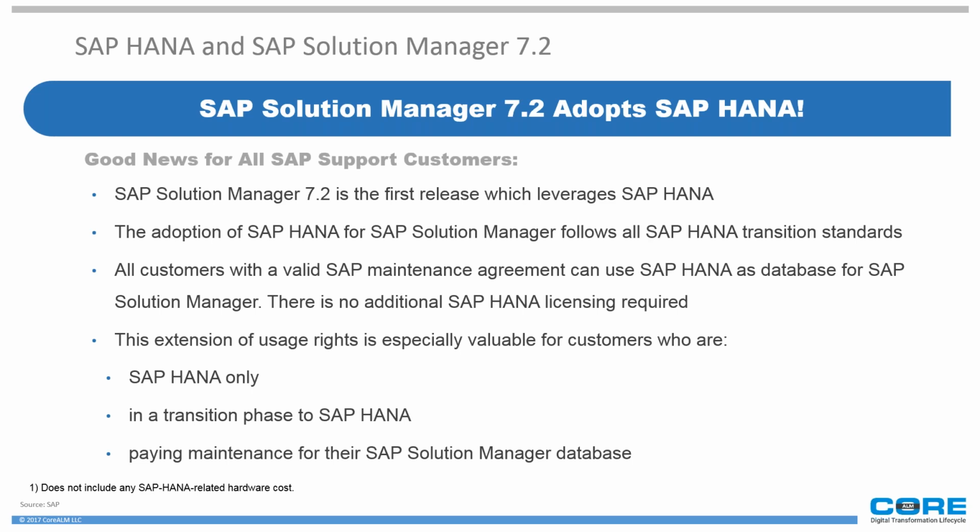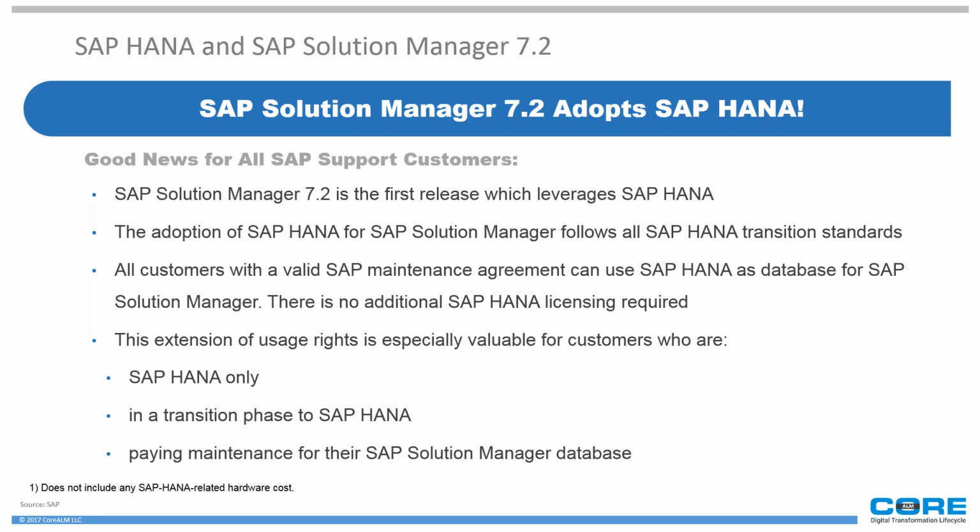So 7.2 is really the first release that leverages SAP HANA and takes advantage of it. All the previous versions could run on HANA, but they were not taking advantage of what HANA provides. So with 7.2, you will be able to deploy that on HANA, taking advantage of things like embedded search and in-memory computing and whatnot.